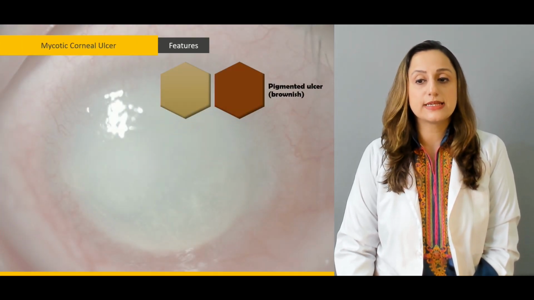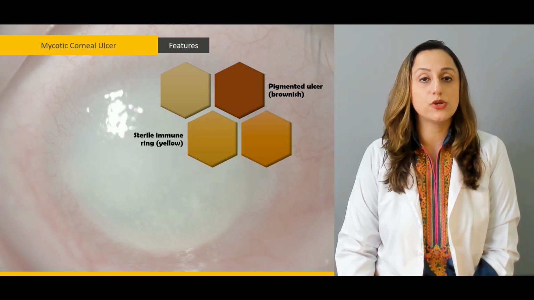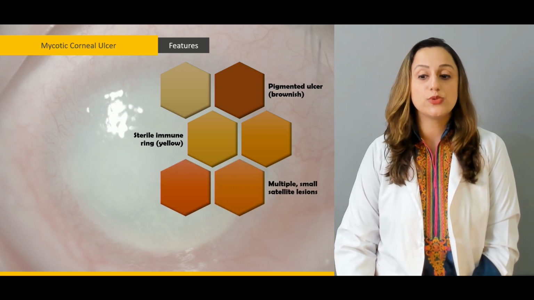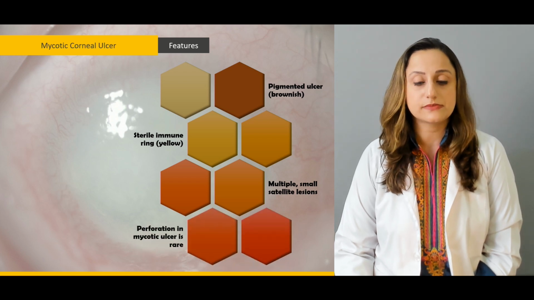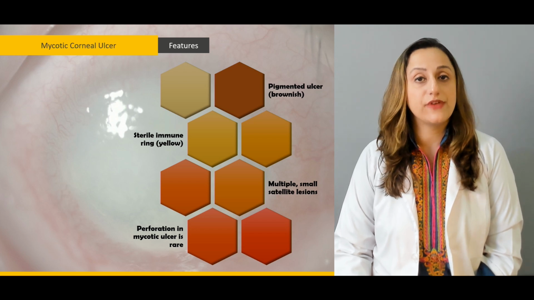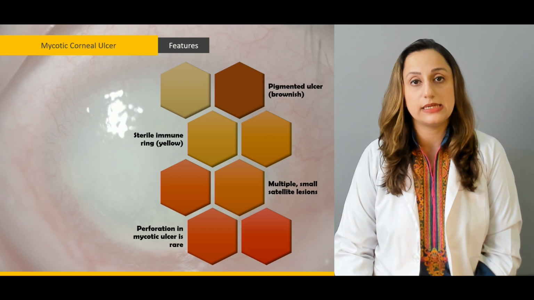The features would consist of the pigmented ulcer that is usually brownish, a sterile immune ring-like yellowish ulcer is also seen. Then we usually come across multiple small satellite lesions as well. The perforations in the mycotic ulcers are very rare. Until and unless there is a highly decreased immunity in the patient, you won't be seeing these perforations.